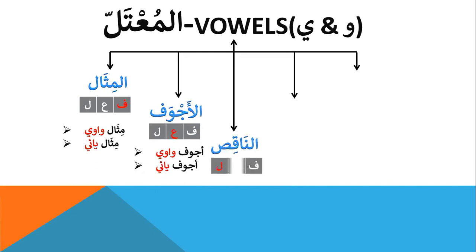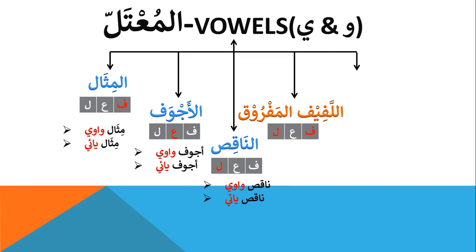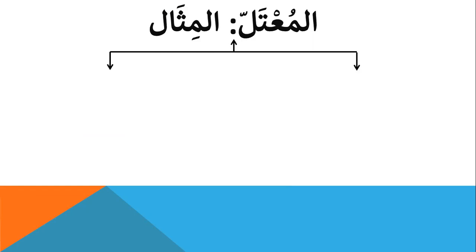Then a naqis, which comes when your last root letter, the lam letter, is a vowel. Again, naqis wawi, naqis ya'i. Then you have al-lafif al-mafruq, when you have two root letters as vowels, so fa and lam root letters would be vowels. And then you have al-lafif al-maqrun, when you have two last root letters as vowels.